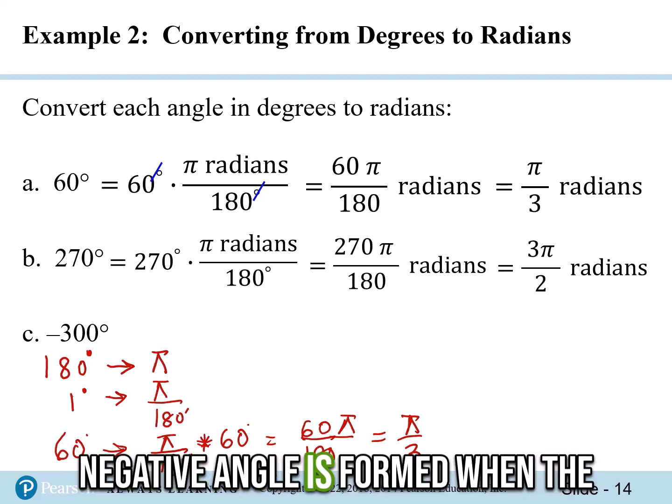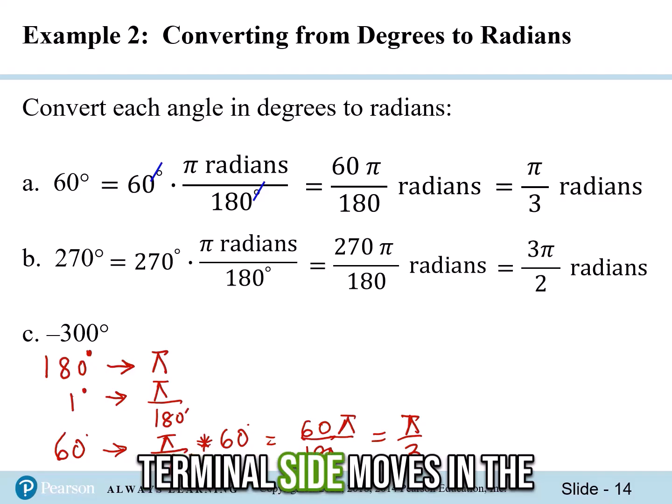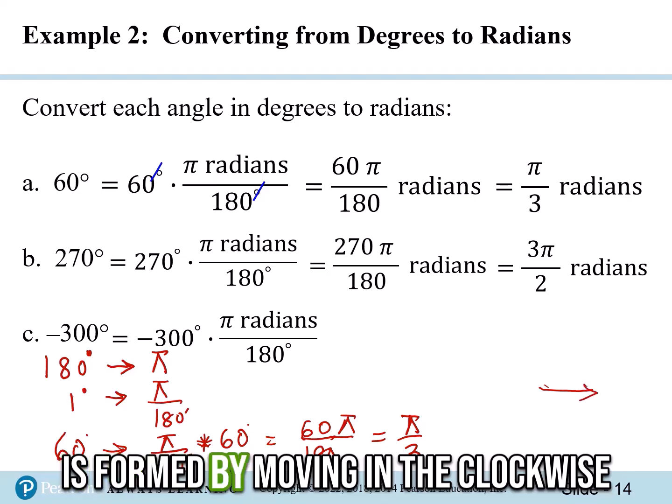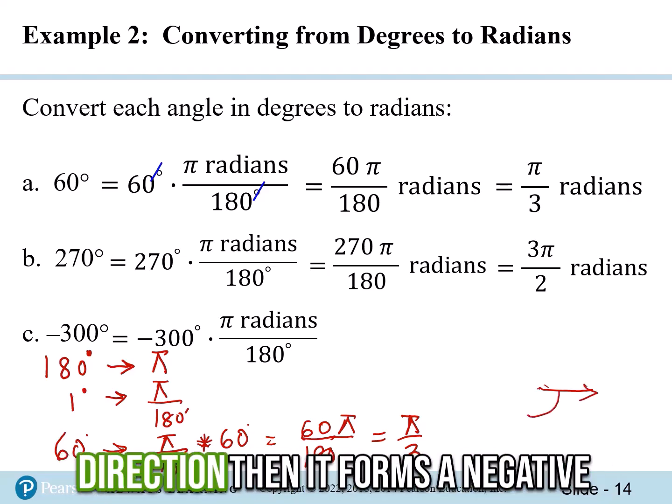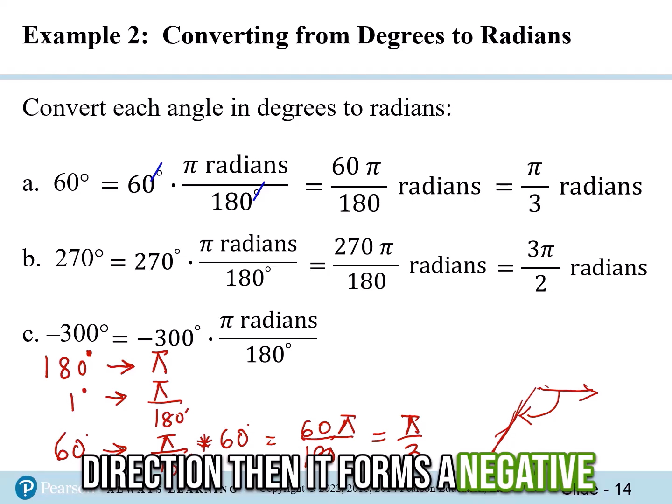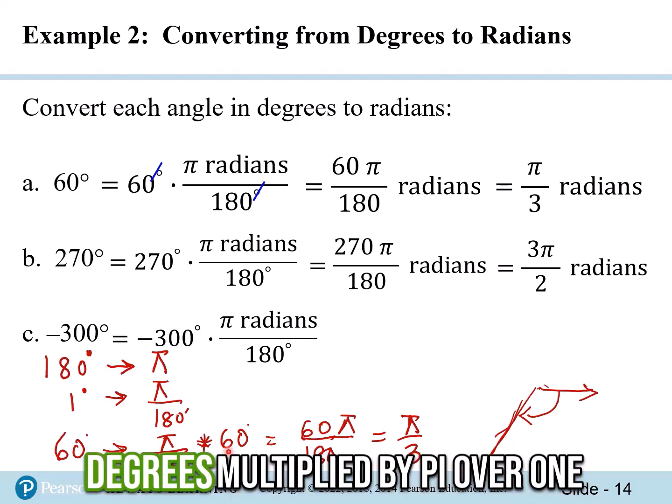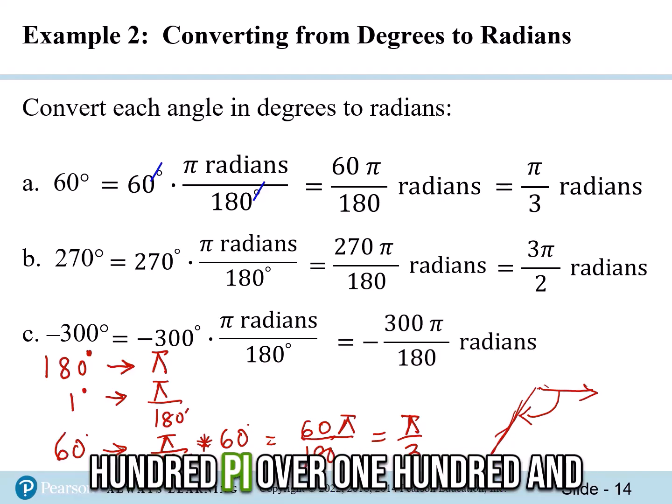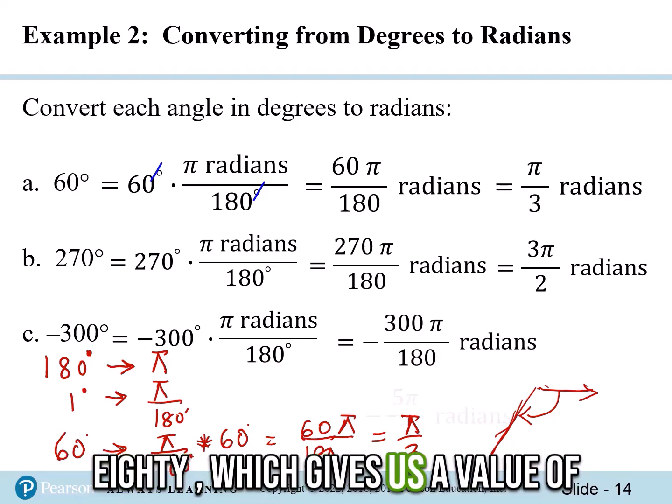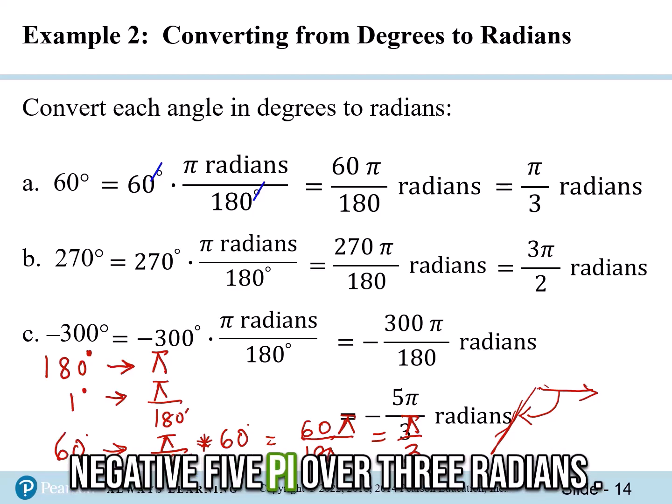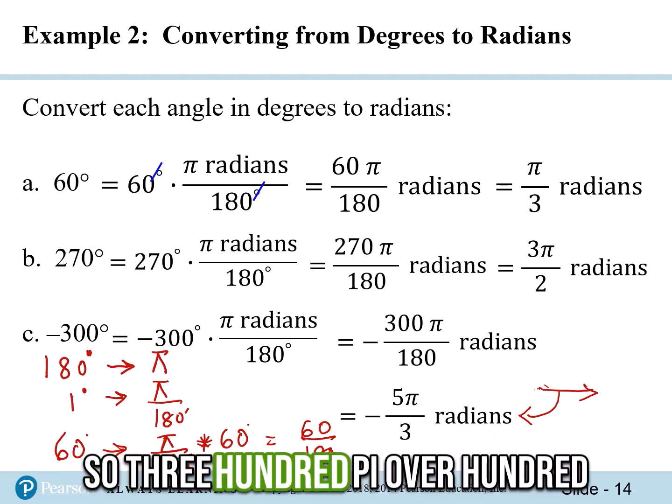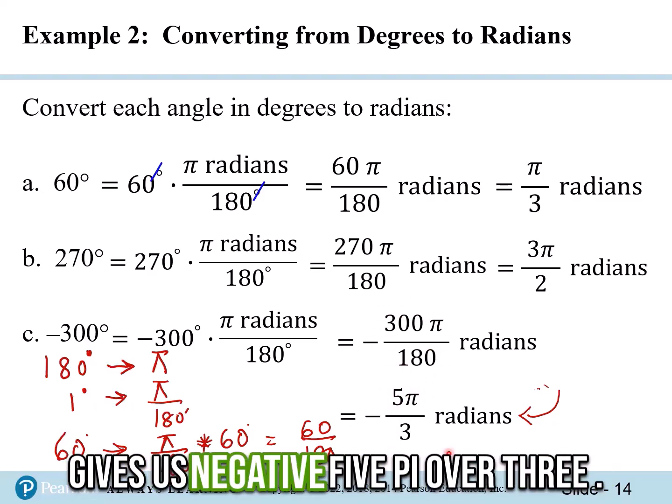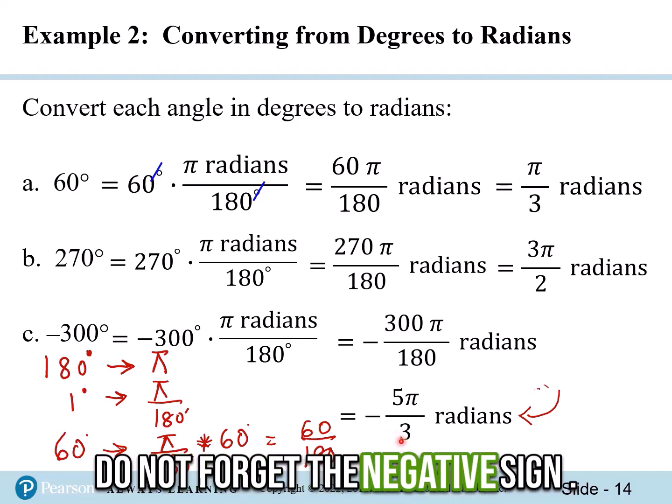A negative angle is formed when the terminal side moves in the clockwise direction. When the angle is formed by moving in the clockwise direction, then it forms a negative angle. So negative 300 degrees multiplied by pi over 180 is negative 300 pi over 180, which gives us a value of negative 5 pi over 3 radians. So 300 pi over 180 has to be simplified, which gives us negative 5 pi over 3. Do not forget the negative sign, all right?